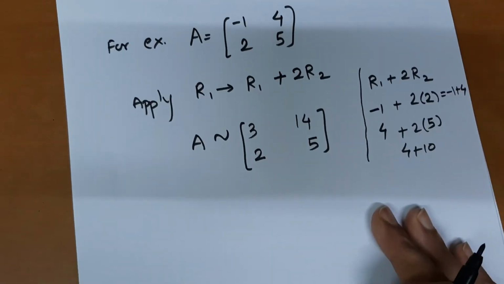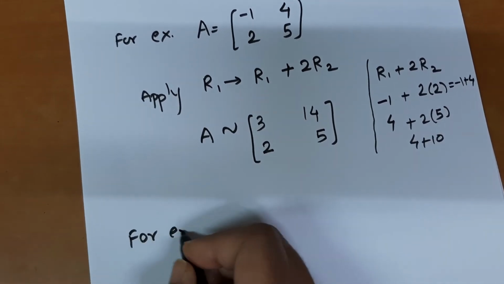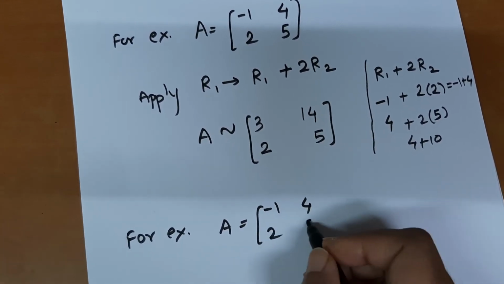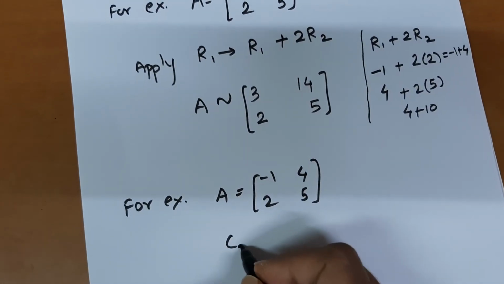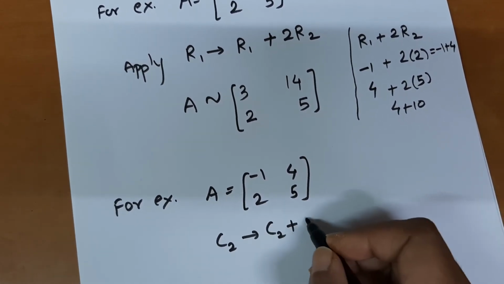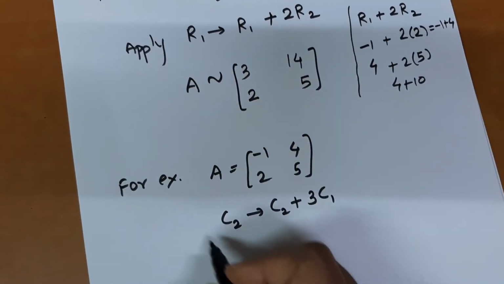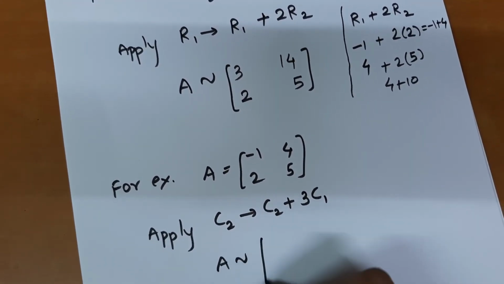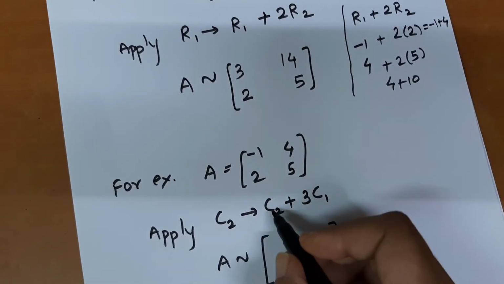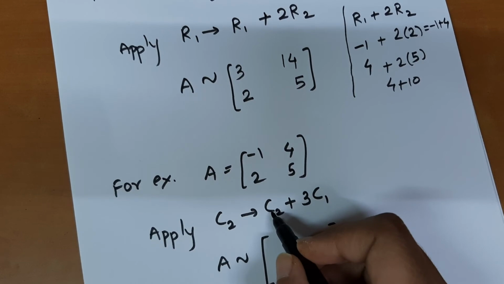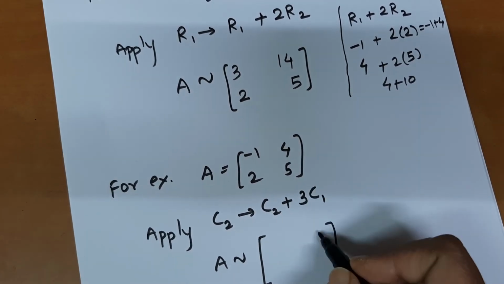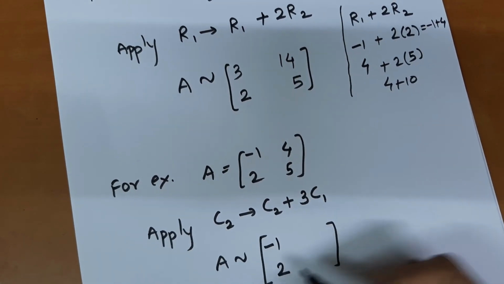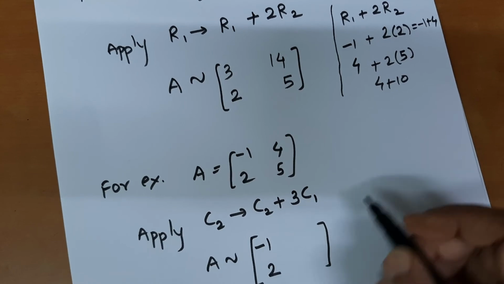We'll take one more example for the same type of operation. For example, I am taking the same minus 1, 4, 2, 5, and the operation is like this: C2 change to C2 plus 3C1. C2 change to C2 plus 3C1. So now A will be equivalent to: now see, C2 is first, so the operation will be on the second column, that is C2. So I am keeping this space as it is, and C1 I am writing as it is: minus 1, 2 will be as it is.